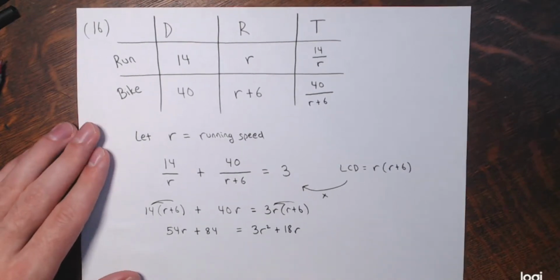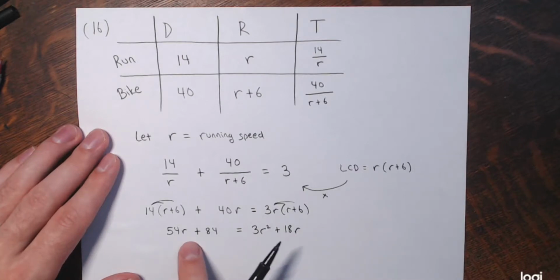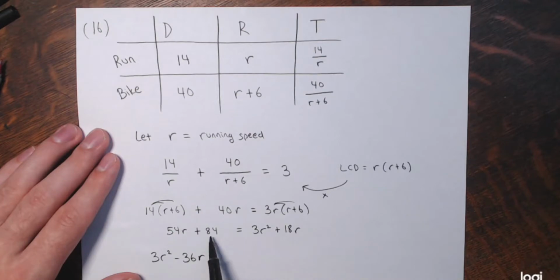Alright, then I'm just going to take everything to the right side here, and then I'll switch sides. So subtracting 54r gives me negative 36r. So we have 3r squared minus 36r. Yeah, 36 and 18 make 54, right? And then subtracting 84, again, minus 84 equals 0.